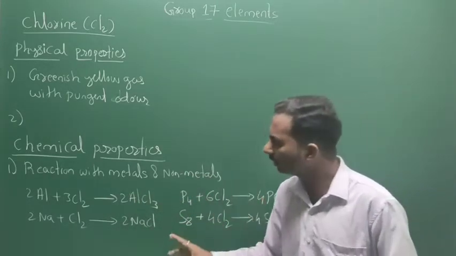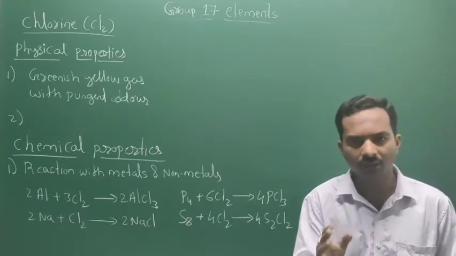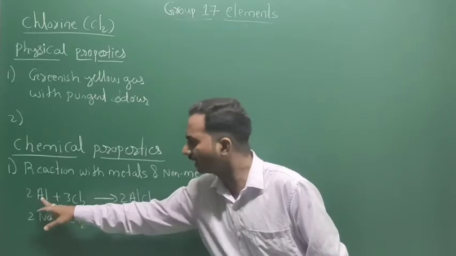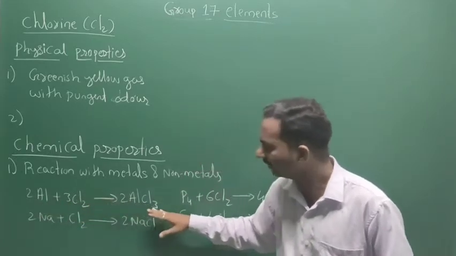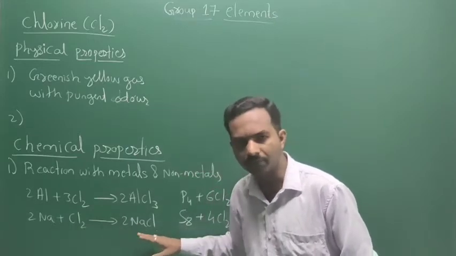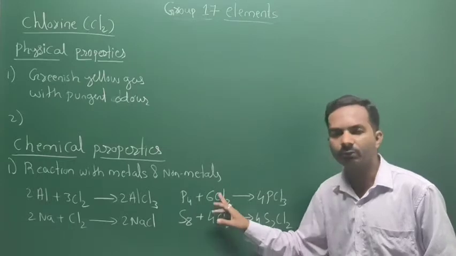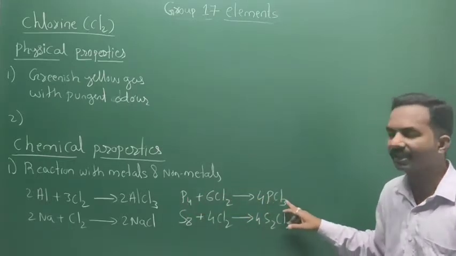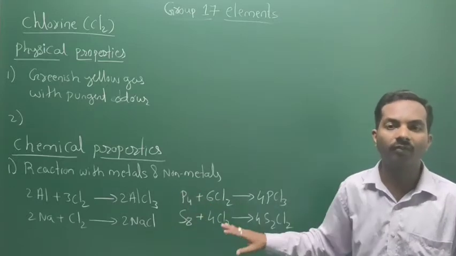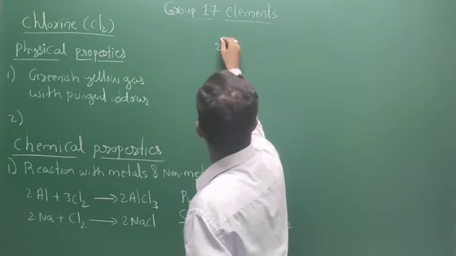So here chlorine reacts with metals and non-metals to form corresponding chlorides. First, reaction with metals: chlorine reacts with Al, formation of AlCl3; chlorine reacts with sodium, formation of sodium chloride. Next is reaction with non-metals: chlorine reacts with phosphorus to form phosphorus trichloride. Similarly, chlorine reacts with sulfur to form sulfur monochloride.